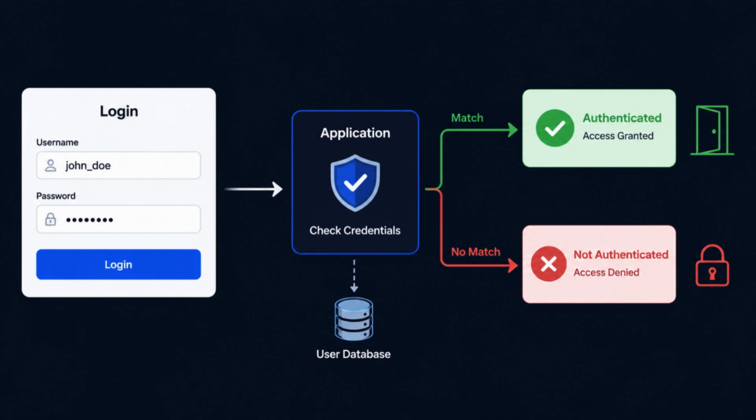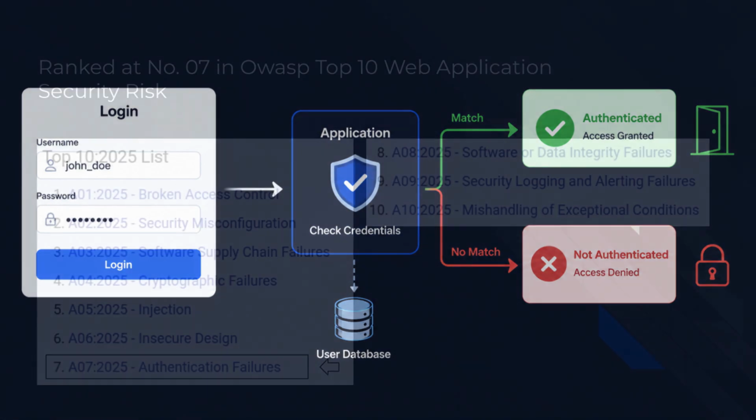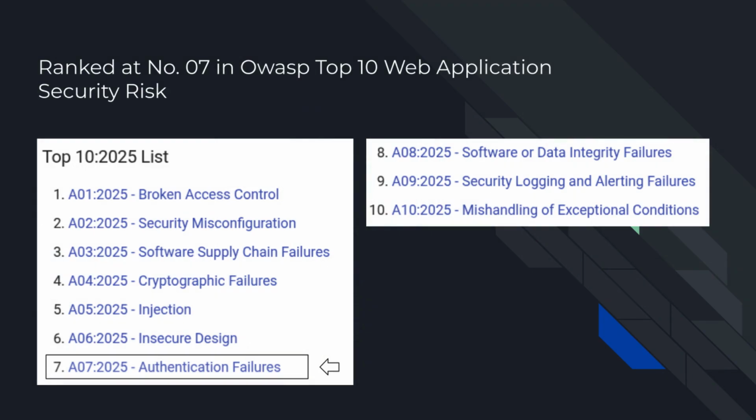In web applications, authentication is the first layer of security and is responsible for ensuring that users are who they claim to be. Authentication security is ranked number 7 in the OWASP Top 10 under authentication failures. This highlights how common issues like weak passwords, broken login systems, and poor session management continue to be a major security risk in real-world applications.